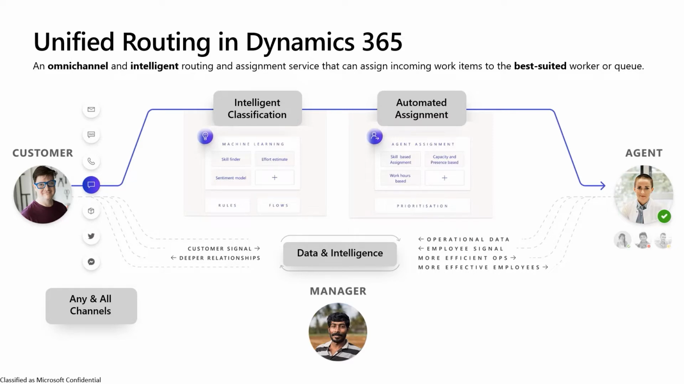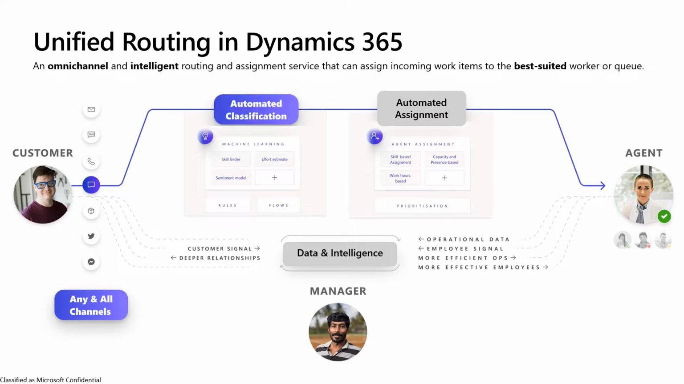See, customers can start the interaction on any channel ranging from emails to voice and videos, chats. And the work is then classified using rules and intelligence to make routing more and more precise. And then the assignment takes over, where it tries to prioritize the work and find the best agent based on their skills, availability, presence, capacity, calendar, and so on. And all of this is powered by the data and intelligence of the platform, which is used by the manager to make the routing processes more and more effective.